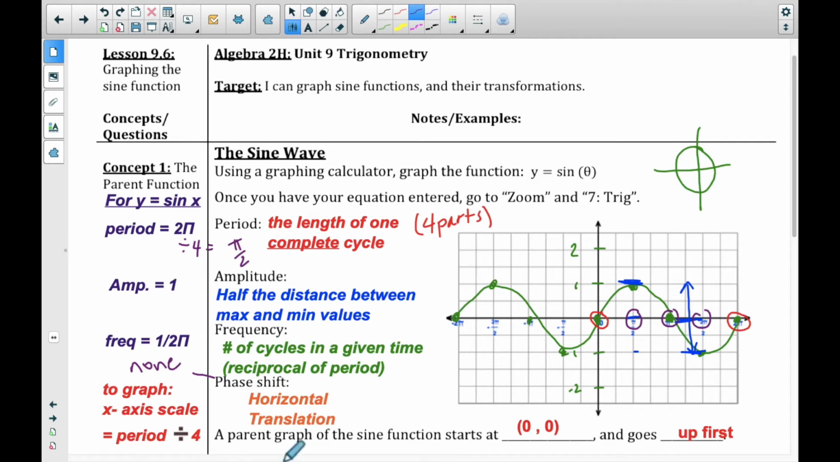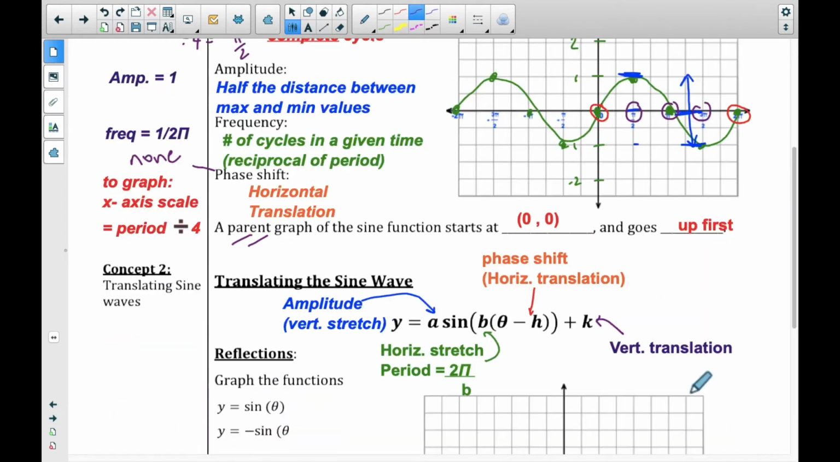Also, as far as graphing goes, the parent graph of a sine function starts at 0, 0 and goes up first. That's the parent function. Of course, we will move this around. If we move it up, it's going to start there. But it basically starts in the middle of this curve and goes up from there. That's a sine function. The reason I bring that up is we will get to a cosine function, which is going to look similar, but the starting point's going to be different.